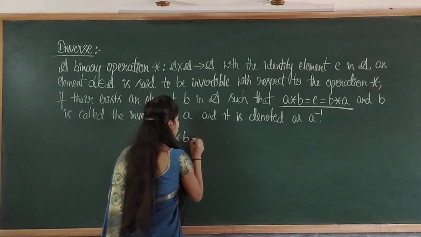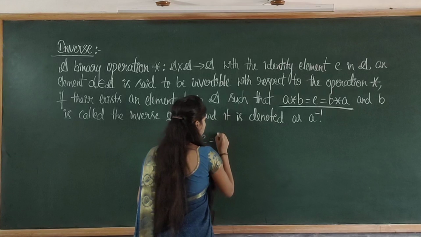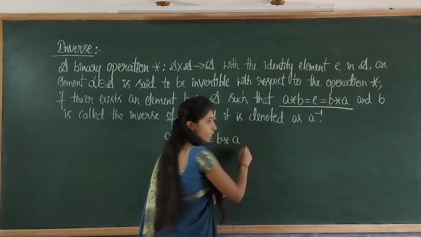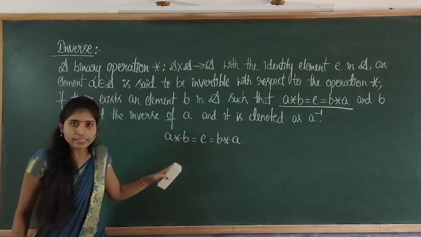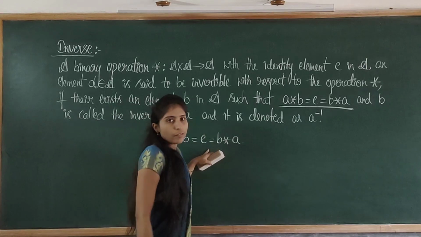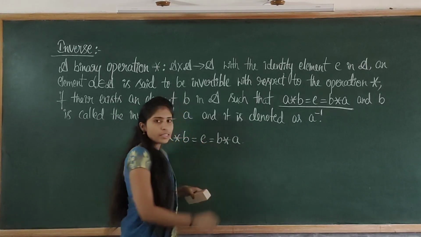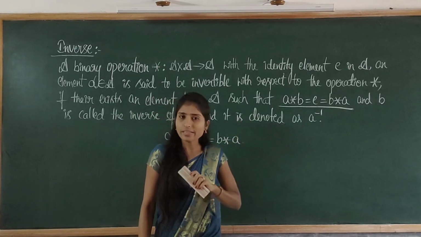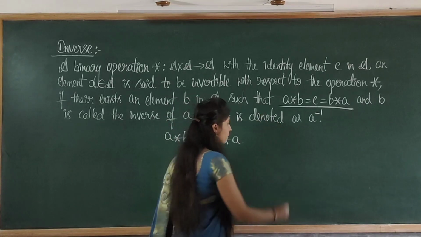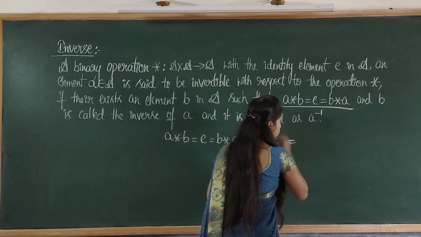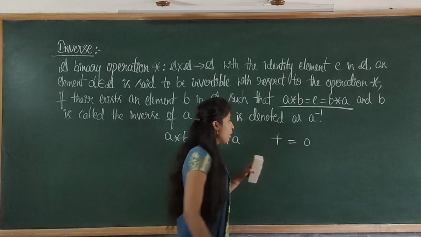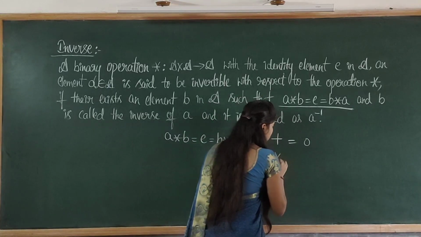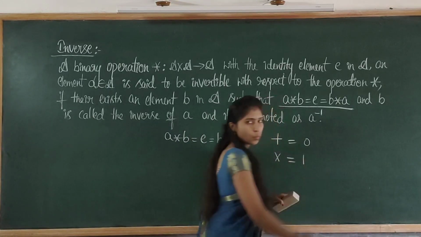A star B is equal to E is equal to B star A, right? Here the identity element is important, and here there is no identity element, so the inverse does not exist here. Okay. In addition, the identity element is 0. Right. And in multiplication, the identity element is 1.